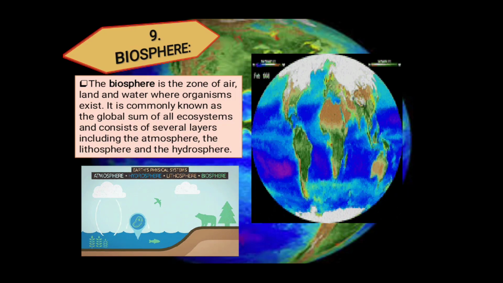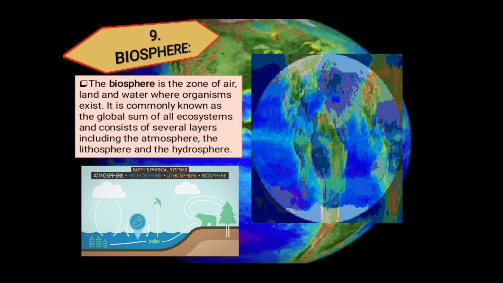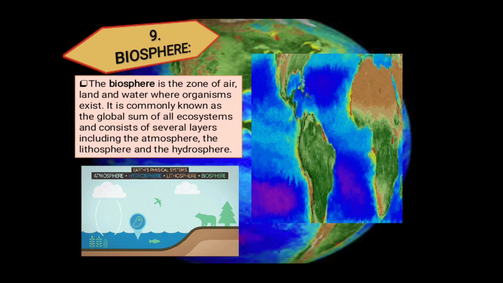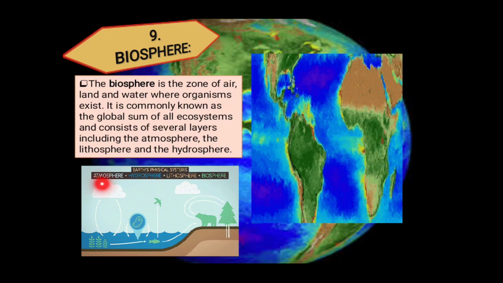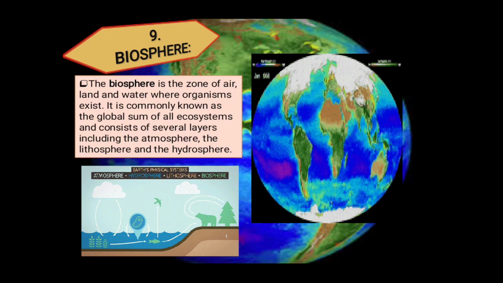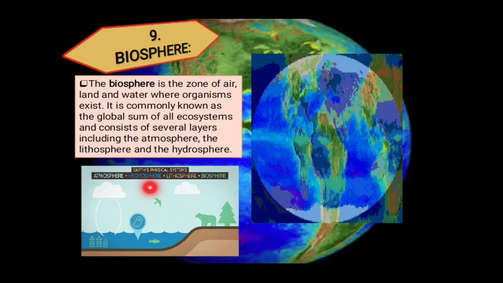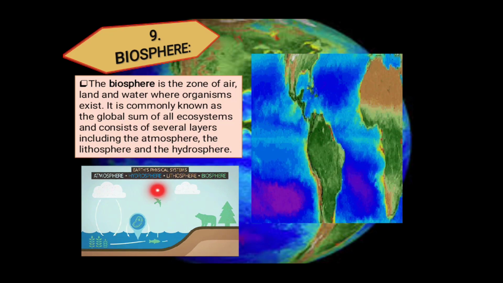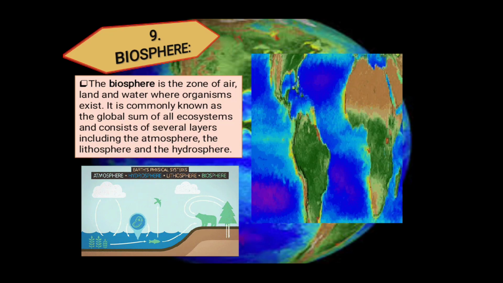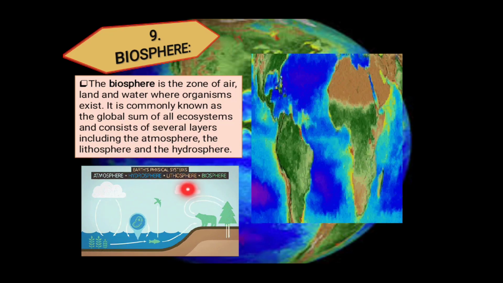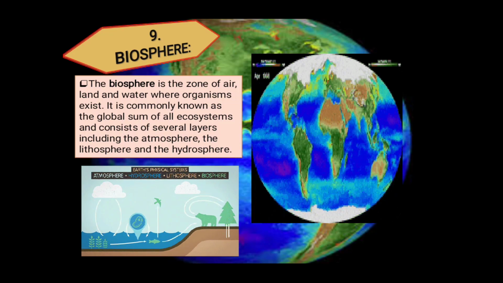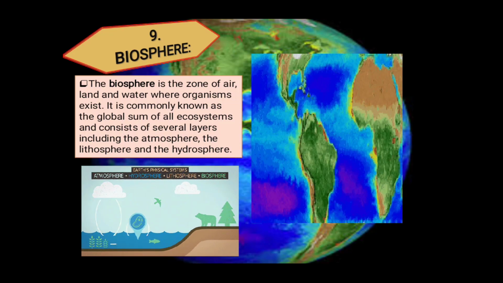Our environment is physically divided into four levels. First is the atmosphere. The atmosphere is the envelope of gases around the earth. The second one is the hydrosphere. The hydrosphere is the part where water exists. Third, the lithosphere. The lithosphere is the part where land exists, or the solid part of our environment.